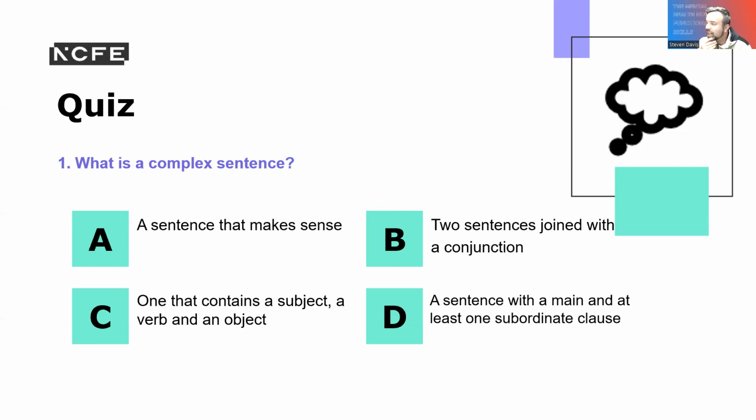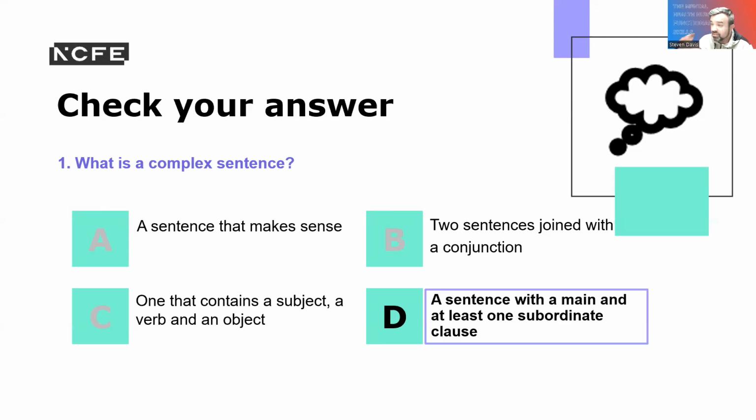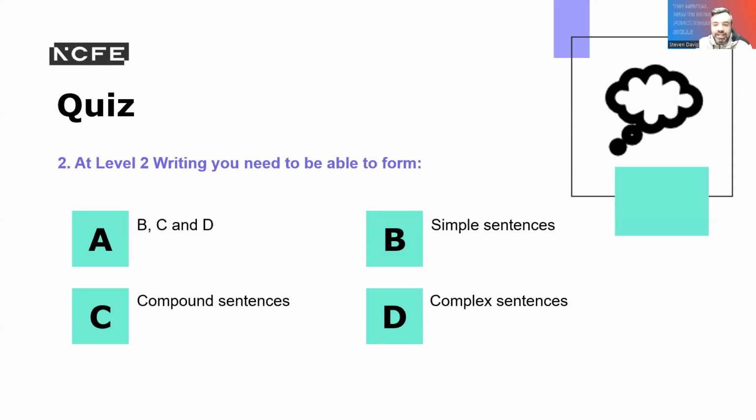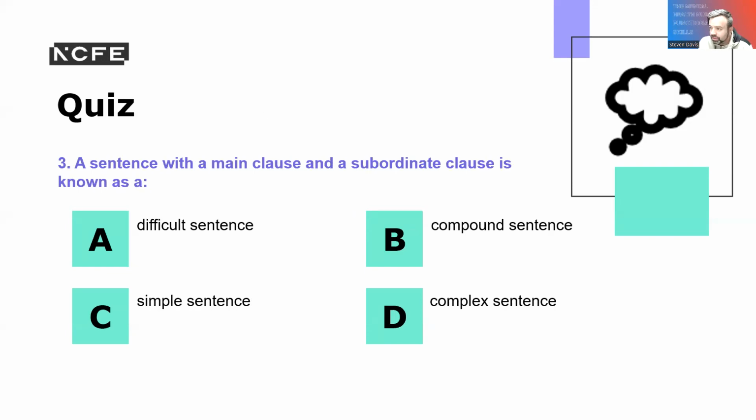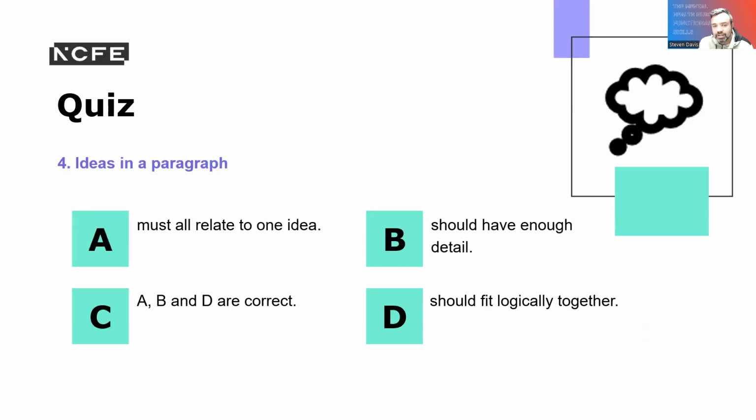So, what is a complex sentence? Hopefully you said D, a sentence with a main and at least one subordinate clause. We've just covered that, haven't we? At Level 2 writing, you need to be able to do all of those, don't you? Remember, you have to do simple, you have to do compound, and you have to be able to do complex. So it's got to be all good. A sentence with a main clause and a subordinate clause is also known as, we've just said it's what you've got to do at Level 2, D, a complex sentence.